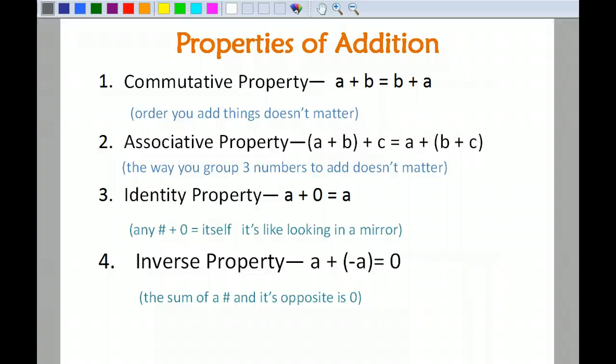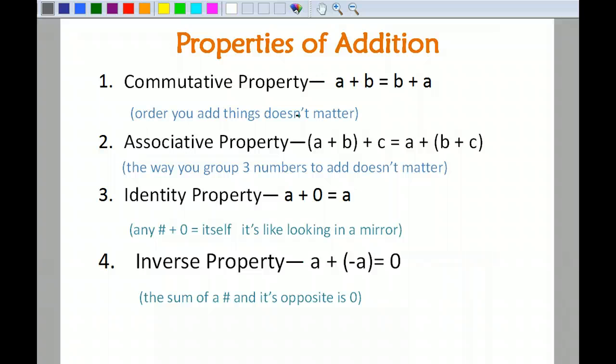Okay, now let's take a look at the properties of addition. We've got 4 properties that we're going to be talking about. The first one is called the commutative property, and I liken this to a commute to work. A plus B is the same thing as B plus A. So from work to school, school to work, the distance is the same. The order that you add 2 numbers doesn't matter. 1 plus 2 is the same thing as 2 plus 1.